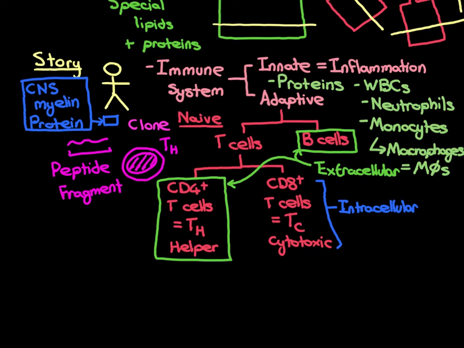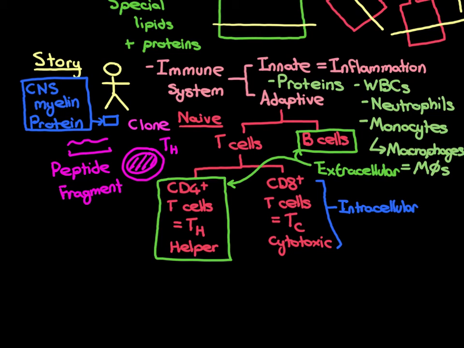Okay, so a clone of CD4 positive T cells is a collection of CD4 positive T cells that are all directed against the same peptide fragment. So in multiple sclerosis, this individual is going to develop a clone of CD4 positive T cells directed against a peptide fragment of this CNS myelin protein. Okay, so that's a piece of terminology that's very helpful to say.